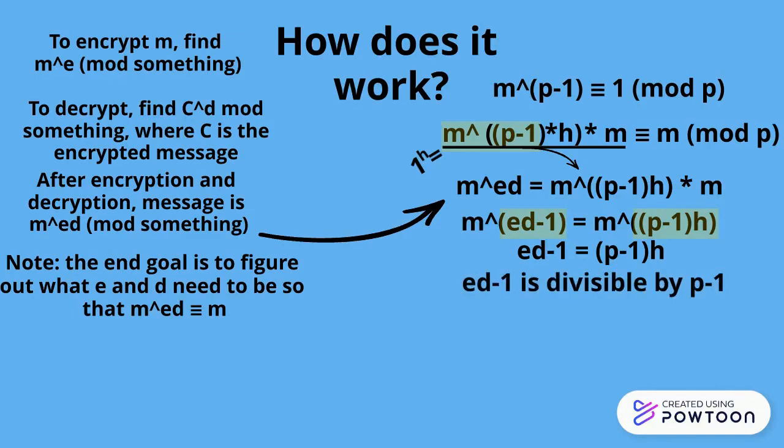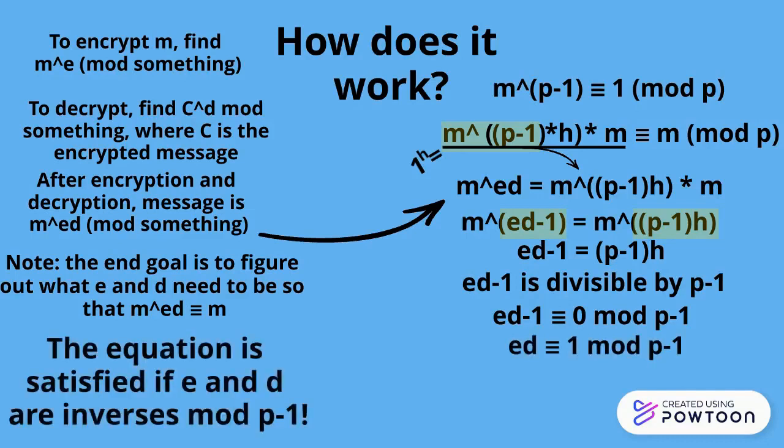Like you'll remember from before, that's the same as saying ed minus 1 is equivalent to 0 mod p minus 1. And adding 1 to both sides, we get ed is equivalent to 1 mod p minus 1. That also sounds familiar. That's the definition of modular inverses. That means that we can pick any number e and a prime p, and then calculate d from that, and m to the power of e mod p, the encrypted message, raised to the power of d, will give us m to the power of ed, which we just proved is equal to m, as long as e and d are inverses mod p minus 1. It pretty much works. There's just one problem, which we'll cover in the next section.